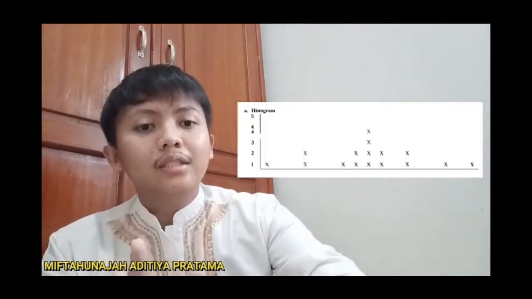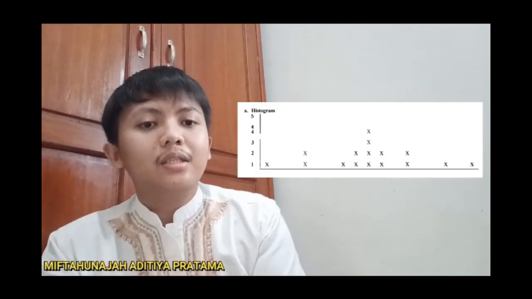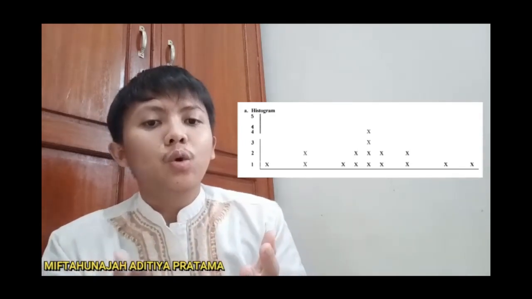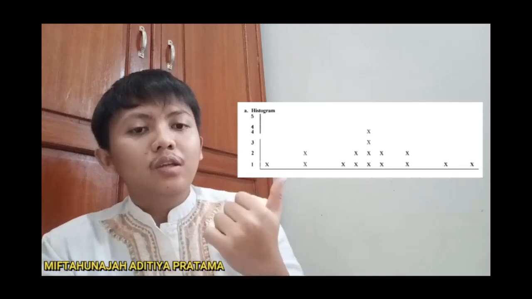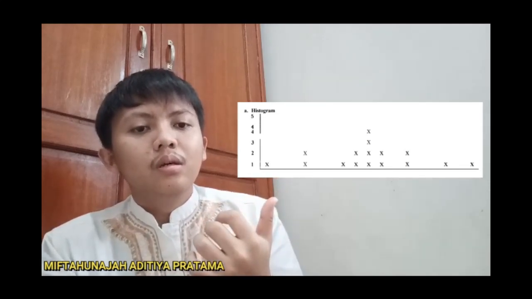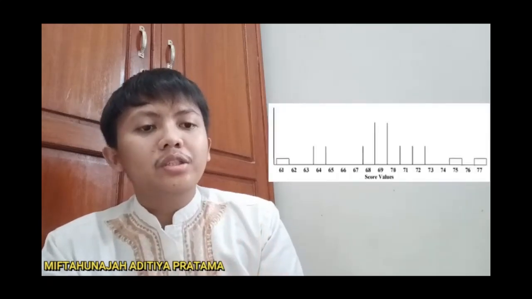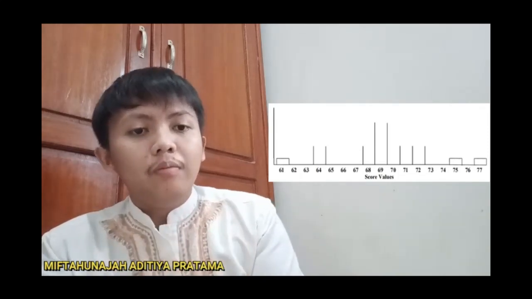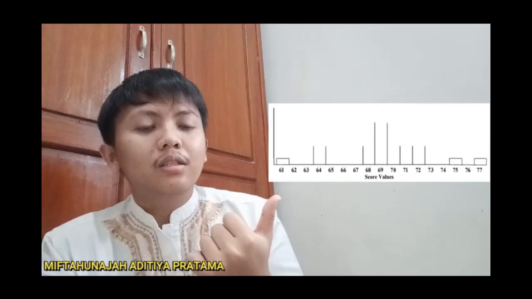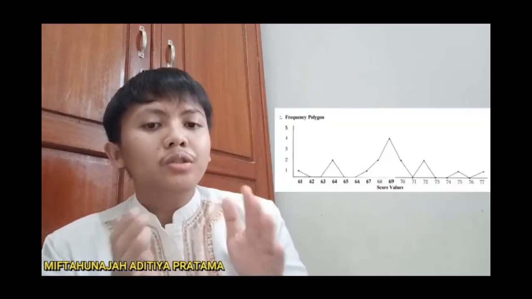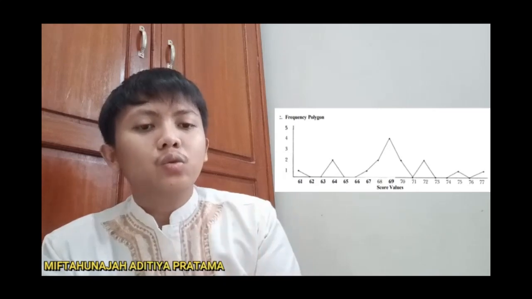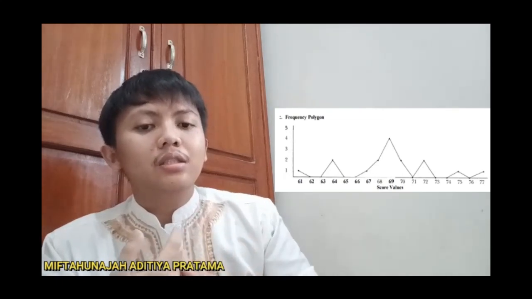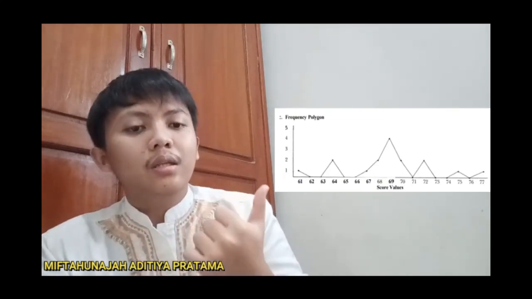So, an X, asterisk, dot, or other symbol is then marked to represent each student who received each score, as shown in this figure. If bars are drawn instead of Xs to represent the score frequencies, the result is a bar graph, like in this figure. And when dots are placed where the top X would be at each score value and are then connected by lines, the result is a frequency polygon, as shown in this figure.